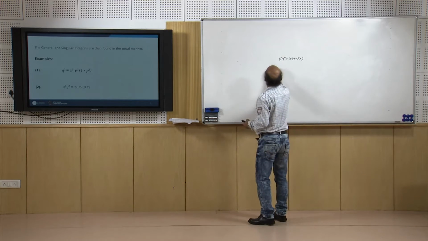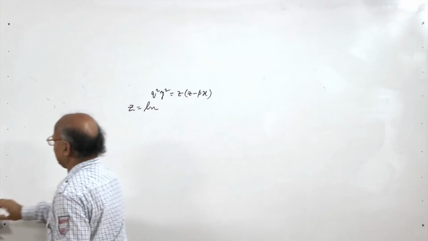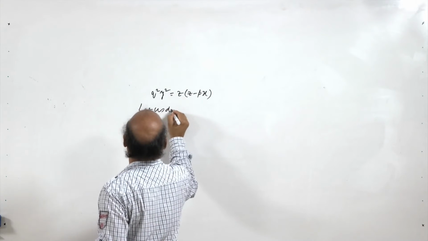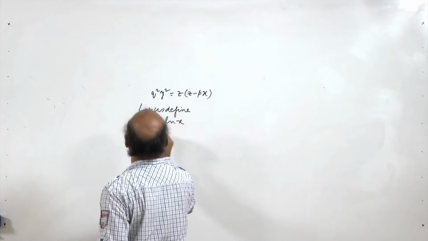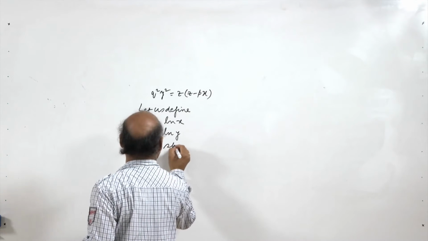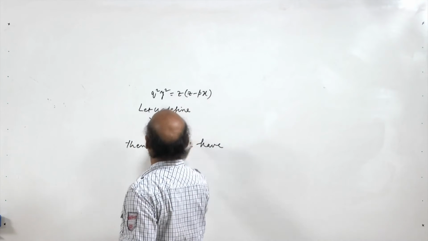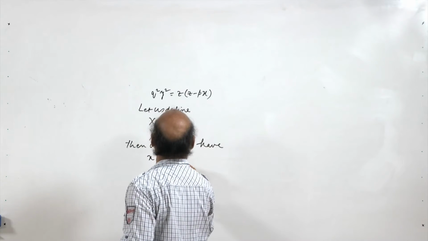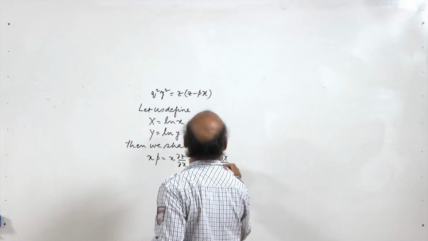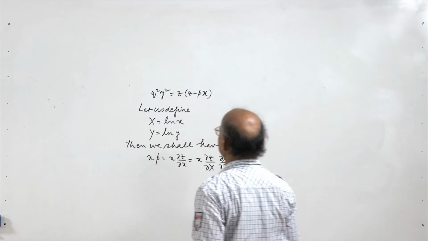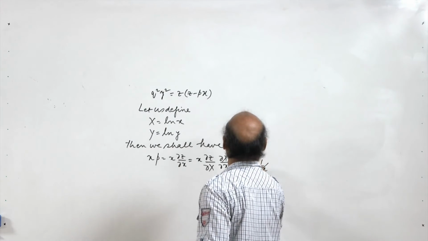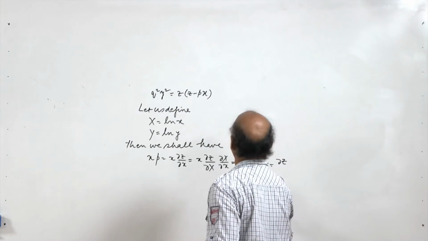Suppose I define capital Z equal to ln z. Let us define capital X equal to ln x, capital Y equal to ln y. Then we shall have x into p equal to x delta z by delta x, and delta z by delta x can be written as x times delta z by delta capital X into delta capital X by delta x. Now since capital X equals ln x, we have delta capital X by delta x as 1 by x. So this x cancels and we get delta capital Z by delta capital X.